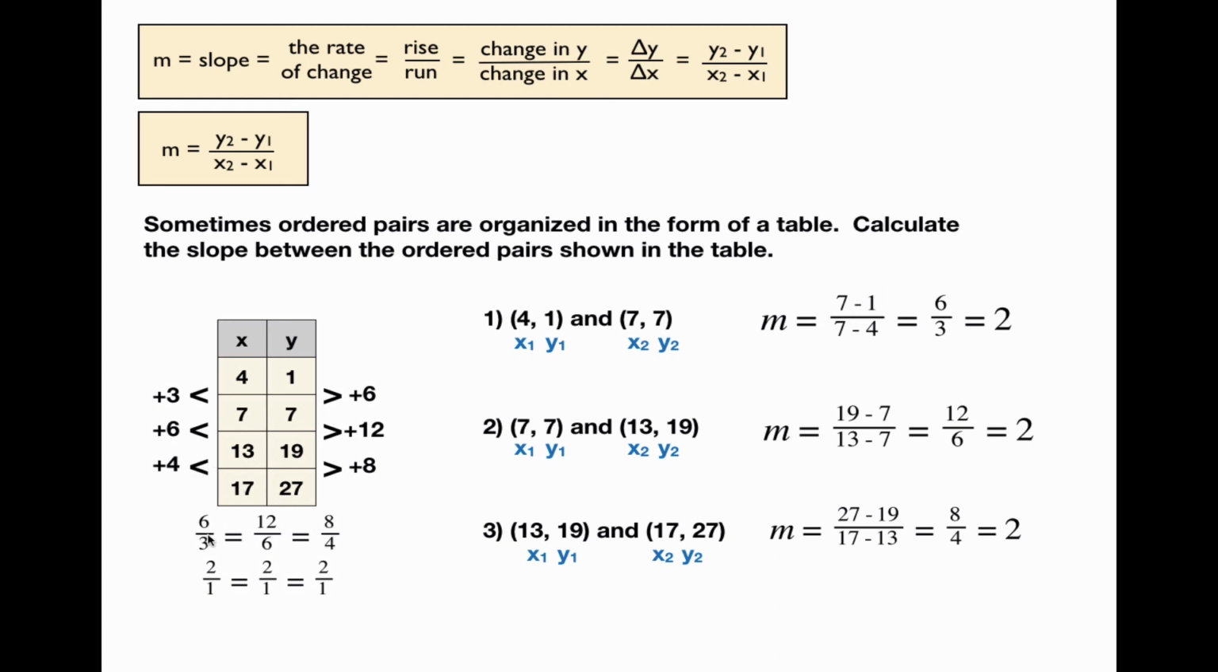And we know that all 3 values are equivalent because when you reduce all these fractions, they all reduce to the same fraction, 2 over 1. And that matches the results we got here. So the rate of change is always going to be 2 over 1 in its simplest form.